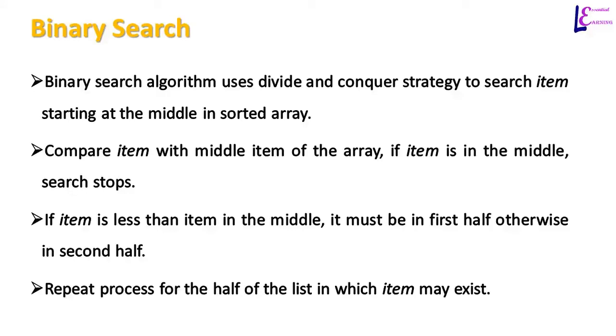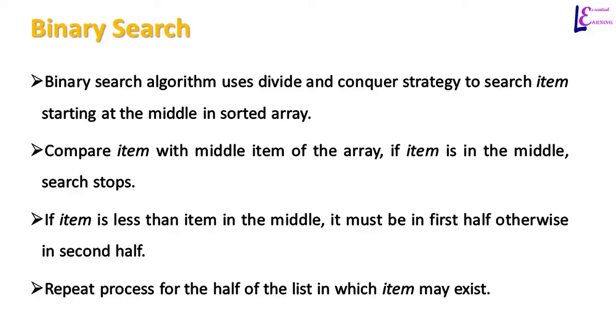Binary search algorithm uses divide and conquer strategy to search item starting at the middle of the array. The binary search algorithm assumes that array is already sorted. With each comparison, half of the array is eliminated. Search item is compared with middle item of the array. If item is equal to the search item, search stops.